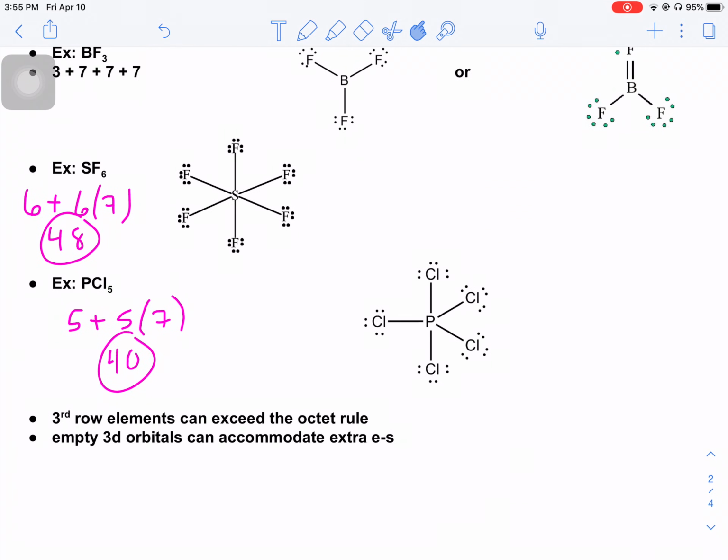Sometimes elements in the third row can exceed the octet rule. It can get a little bit complicated. Sometimes these d orbitals can get involved in bonding, but just realize, in simple Chem 1, we always stuck to the octet rule. Just realize in the real world, sometimes elements don't always follow the octet rule, and structures can get a little bit complicated. All right, so guys, I've given you some structures to do in your homework.